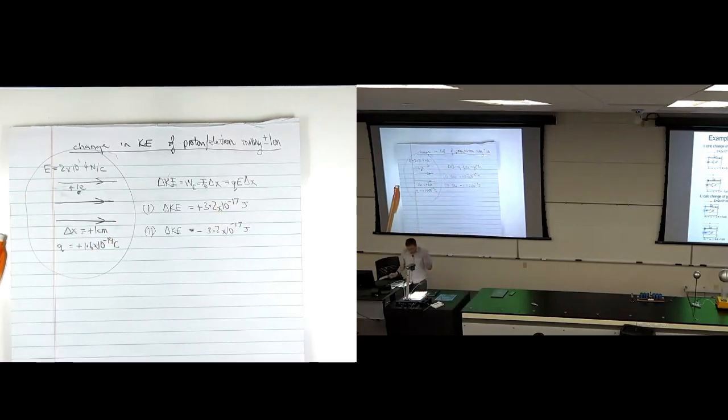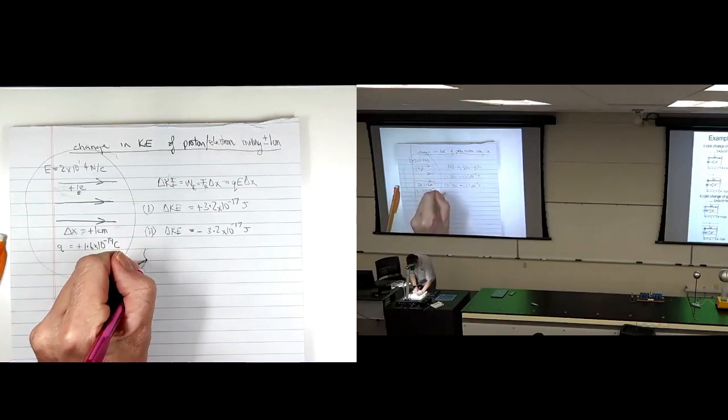The answer is minus 3.2 times 10 to the minus 17 joules. Again, joules because it's a change in energy. It's a tiny number again because we've got a tiny charge in this electrical field. But now it's a decrease. The proton's energy has gone down. In the first case, the proton's energy went up as it moved in the direction of the force being exerted on it. In the second case, the proton's energy has gone down as it moves opposite to the direction of the force that's acting on it. In the first case, the force was accelerating it, and now the force is decelerating it. Okay.